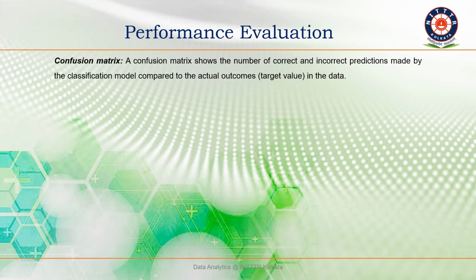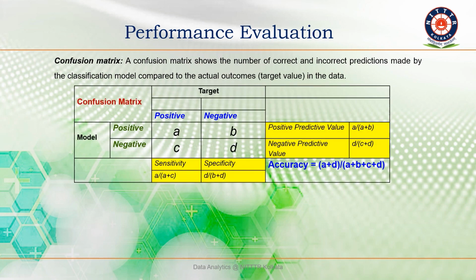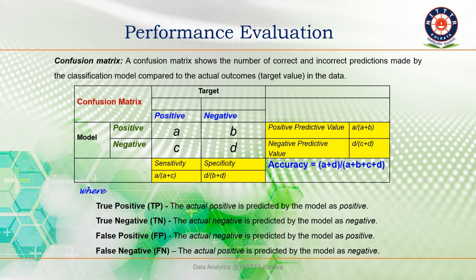Next, we are going to discuss performance evaluation. Every classifier needs to be evaluated after it is trained with a training data set. In view of this, the confusion matrix plays a very important role; it shows the number of correct and incorrect predictions made by the classification model compared to the actual outcomes, which is the target value in the data. If you look at the matrix, we have the target positive and negative, and the model gives positive and negative. Now, the model will not always give a positive that is actually positive.